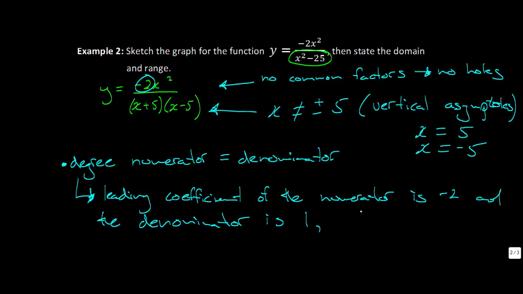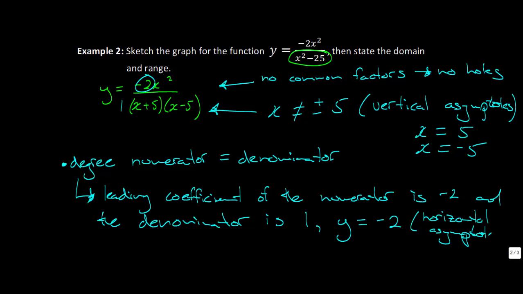Therefore, the equation of our asymptote, it's not going to be oblique. We're going to have a horizontal asymptote, and it's going to be y is equal to my numerator, negative 2, over this value in front here, 1. And so negative 2 divided by 1 is just y is equal to negative 2. So this right here is going to be my horizontal asymptote.